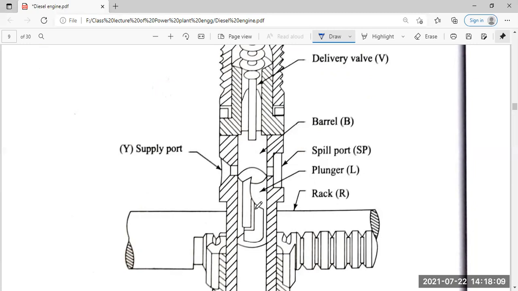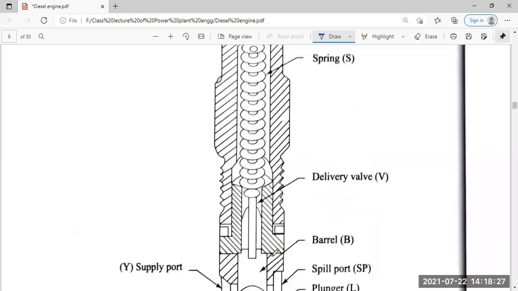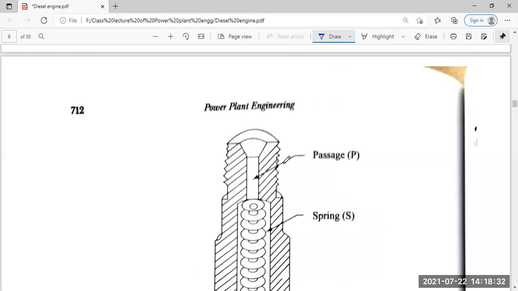Then plunger L, then rack R. This is the plunger here, this is the rack here. The spill port SP is here and the supply port Y is here. This is the barrel itself, and this is the delivery valve of the barrel, and this delivery valve is controlled by the spring with the pressure adjusted here to this passage itself.